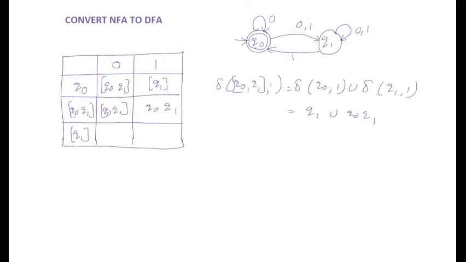Now we need to fill this cell Q1 on 0. Q1 on 0, it is moving to the self state, that is Q1. And Q1 on 1, it is moving to both states Q0 Q1. If you observe here in the second column and third column, there are no more new states, so that we need to stop the process.